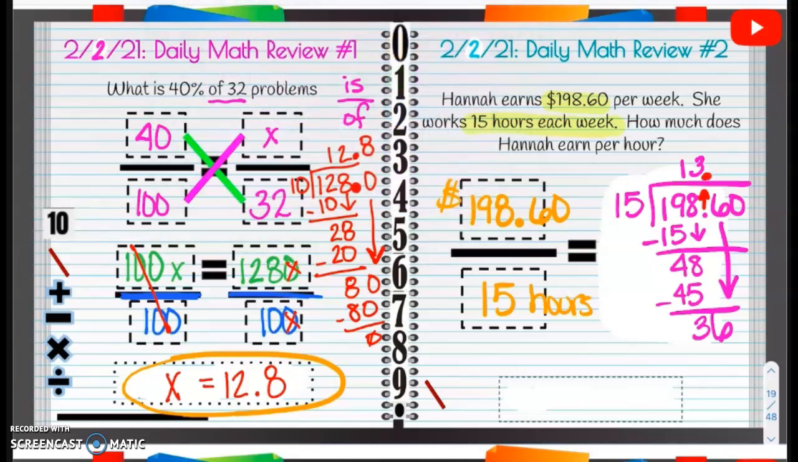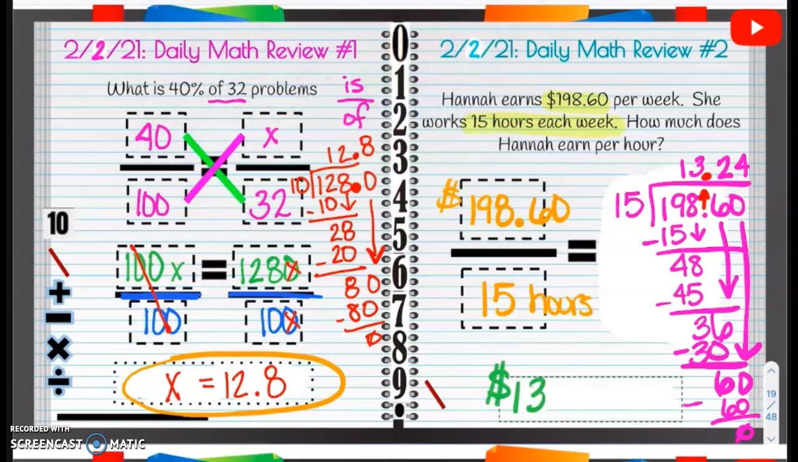All right, 15 can go into 36 just two times because 15 times 2 is 30. Whoa. It's 30. Subtract, you get 6. Bring down that 0. So if it can go into 32 times, it can go into 64 times. So 15 times 4 is 60. Subtract, you get 0. So our answer is going to be $13.24. And this is going to be per hour or each hour. So per hour, you can put per hour.